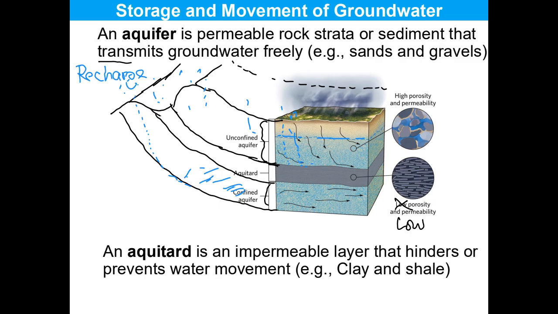So this is called an unconfined aquifer, meaning that above it there's nothing above it. It's like the earth's surface. But the confined one is the one that is confined within a specific layer. It's usually below an aquitard, and maybe you have another aquitard right here. So it's confined in one specific place.